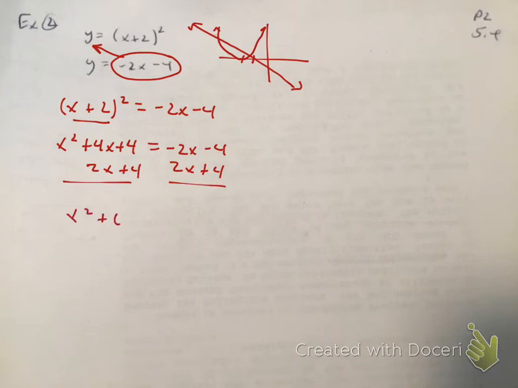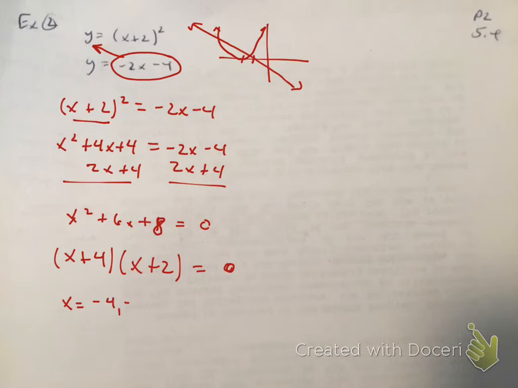So x squared plus 6x plus 8. And we're going to be able to factor that. So what factors of 8 add up to a positive 6? It's going to be x plus 4 and x plus 2, because 4 times 2 is 8, and 4 plus 2 is 6. So I get 2 possible answers for x. I get a negative 4 and a negative 2.